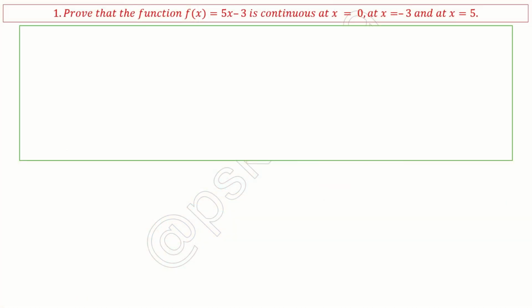Prove that the function f of x equal to 5x minus 3 is continuous at x equal to 0, x equal to minus 3, and x equal to 5. I will do some of the problems, and most of them you have to solve the same way. A few of them I will just explain the method and then go ahead. You can see the problem, solve it and cross-check the answer here. We know that 5x minus 3 is a simple polynomial, so obviously it will be continuous at all the points. The only thing is, I will show you the method.